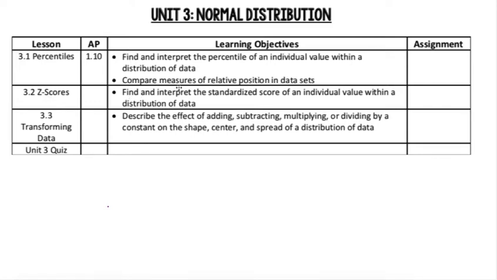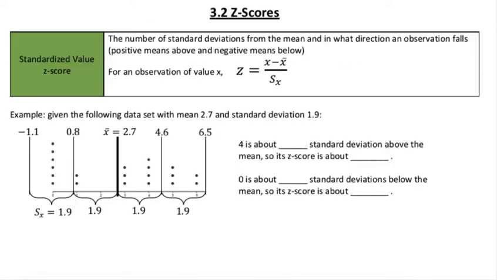So we're going to be able to find and interpret the standardized score of an individual value within a distribution of data. A standardized value is called a z-score. Our z-score is the number of standard deviations from the mean, and it tells us what direction an observation falls. A positive means that we're above, and a negative means we're below.